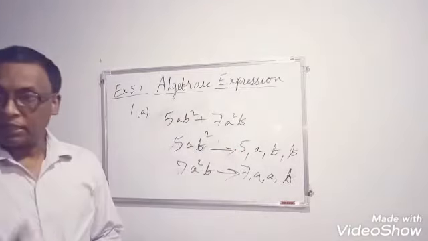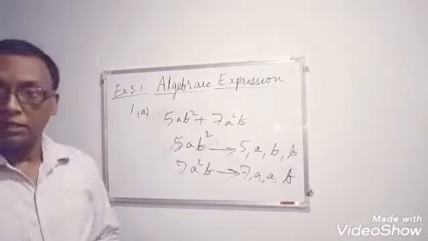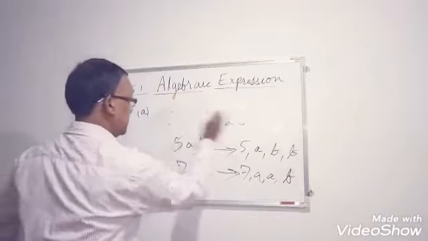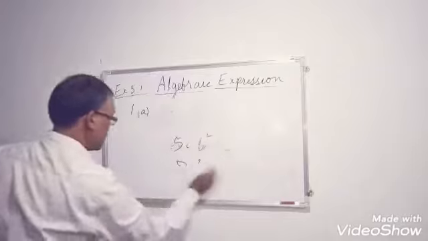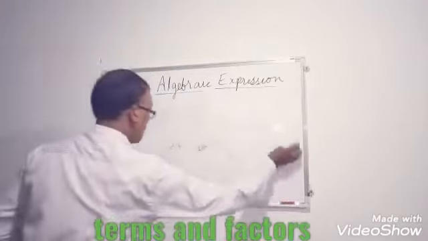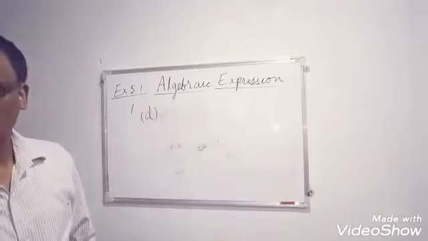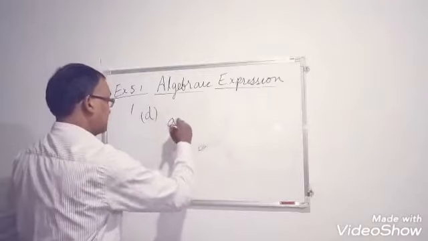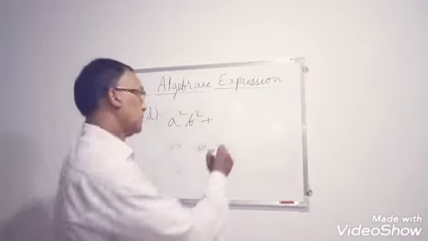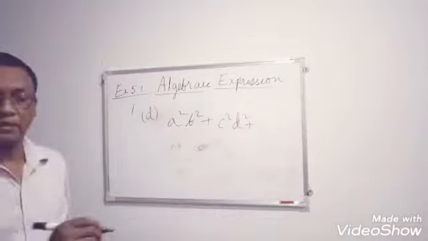The same way, if we do question B, C, or D, in the same way we have to proceed. That means first we have to note down the terms, then we have to find out the factors. If I do the last one here, 1d: a squared b squared plus c squared d squared plus 4.